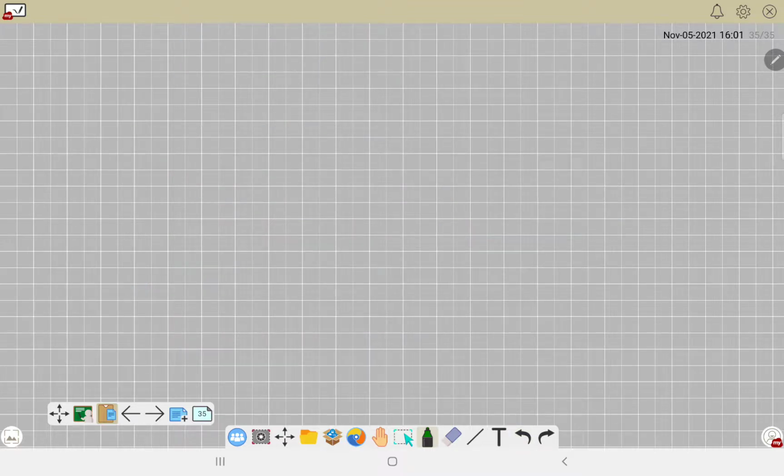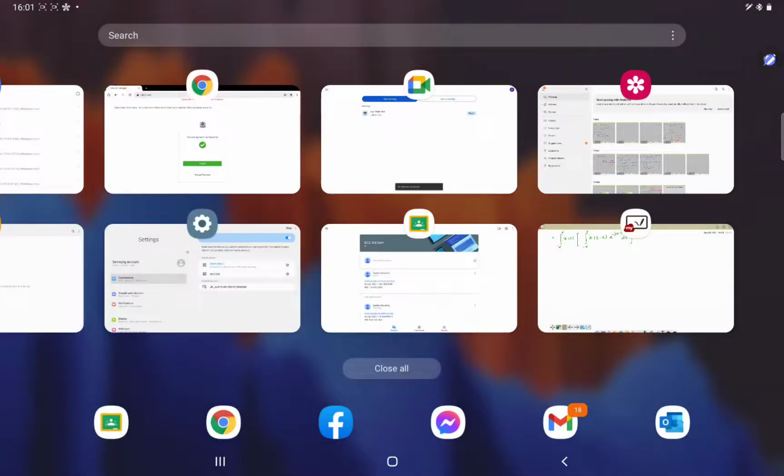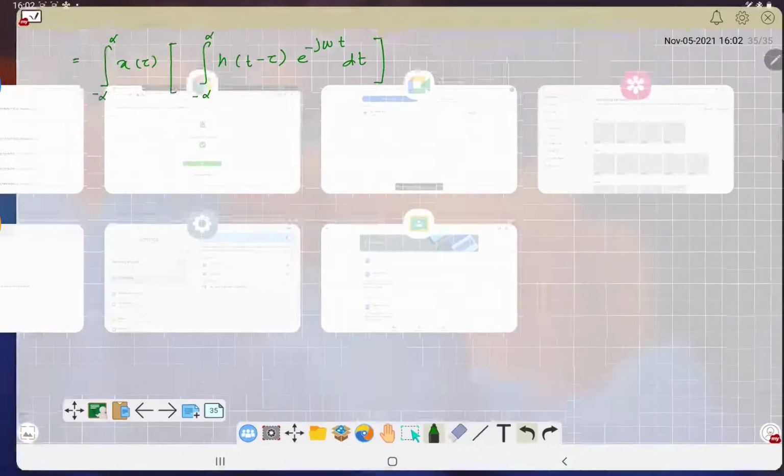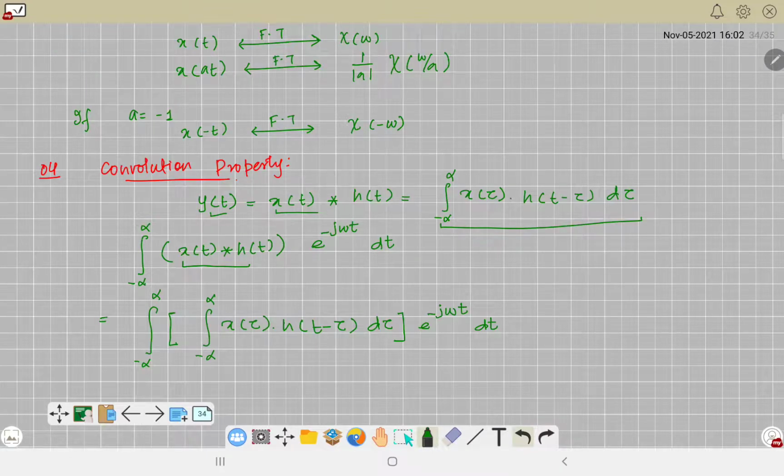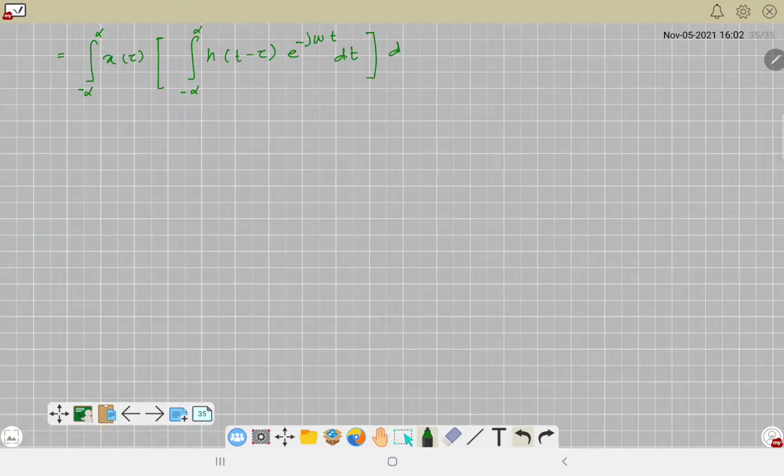If I slightly rearrange them, minus infinity to plus infinity, let's take x of tau outside, and let's have in the internal integral minus infinity to plus infinity h of t minus tau e raised to the power minus j omega t dt. Then what is left is d tau, we have d tau here, right?